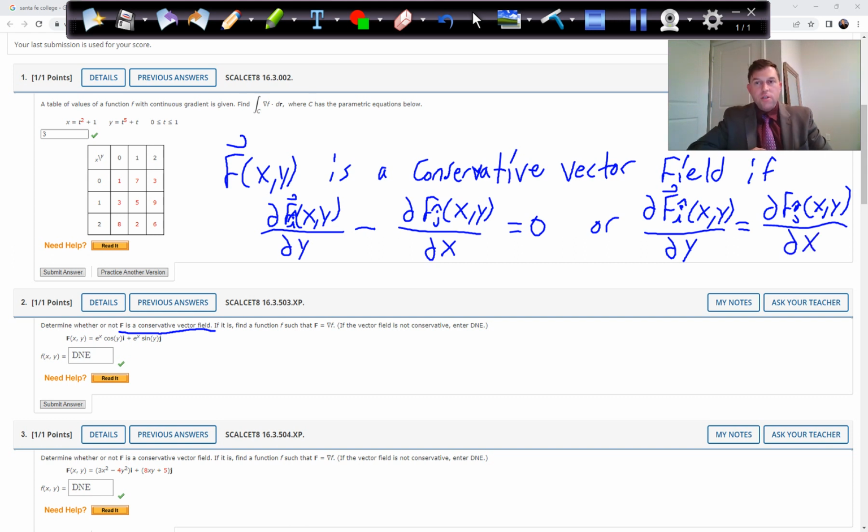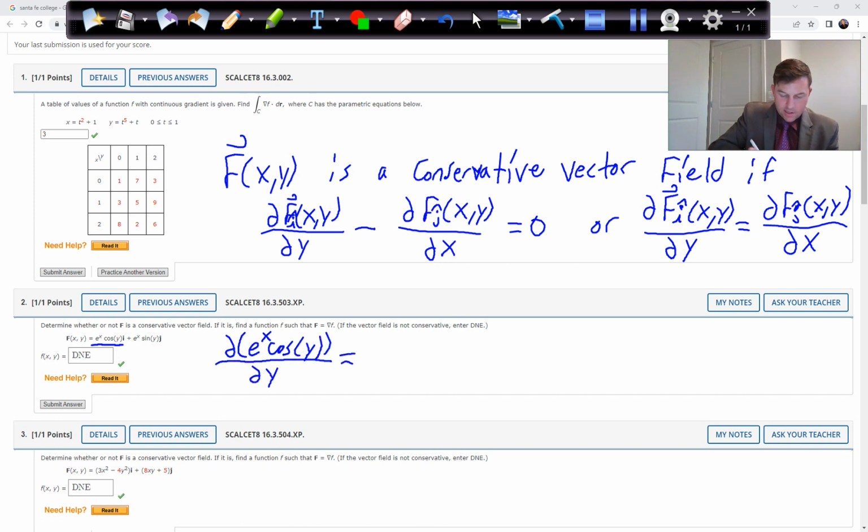So this is interesting. We're not used to taking the partial derivative of an x component with respect to y. So it feels a bit reversed here. So we're going to test that on these two problems. So if we look, we're going to take the partial derivative of the i component. So it's going to be the partial derivative of e to the x cosine y with respect to y. Now if I take the partial derivative of that equation with respect to y, it would be e to the x times negative sine of y.